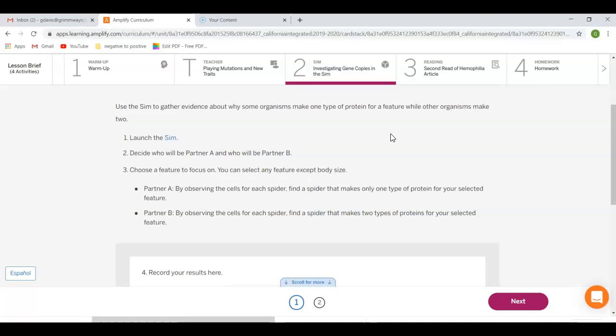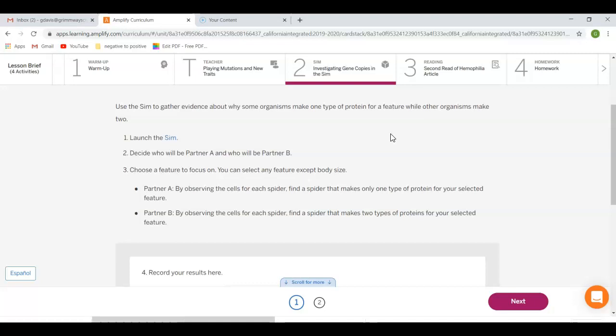So for partner A, for the first part, I want you to observe the cells for each spider. Find a spider that makes only one type of protein for your selected features. So remember in the sim, it has all the features at the top for the silk strength, the bristles, the color, and the rest of them. So just pick one of them, and I want you to find a spider that only makes one type of protein, just like Annie did.